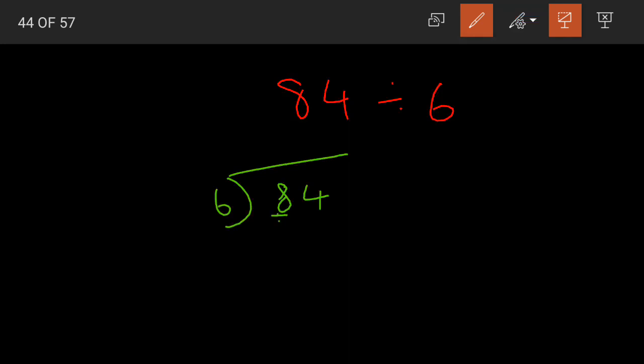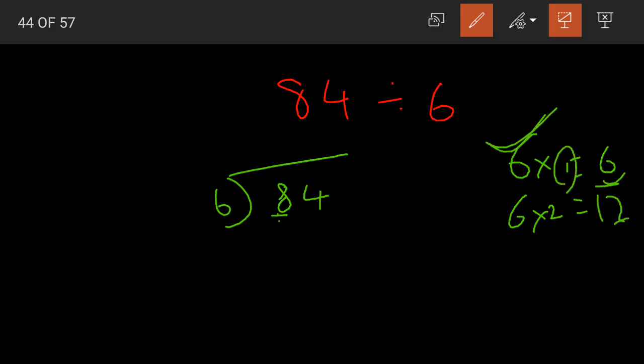Now taking the first digit. In the 6 table we know that 6 ones are 6 and 6 twos are 12. 8 comes in between these two. So what should we do? Go with the smaller number. 6 ones are 6. 1 in the quotient, that goes right above our 8. Then 6 below here. When we subtract, 2 will be remaining.